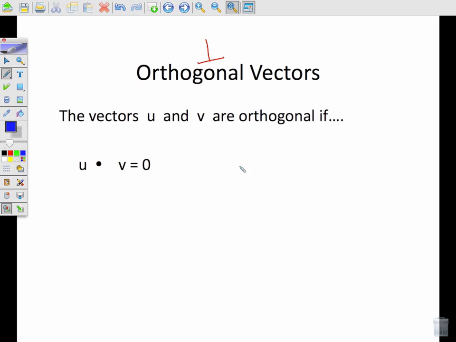You'll see that when two vectors are perpendicular to each other, they would form right angles, so the dot product of each of these vectors would be 0.